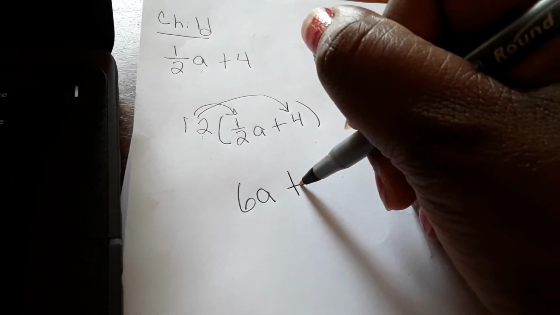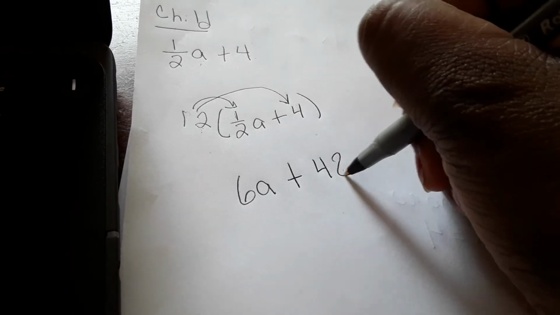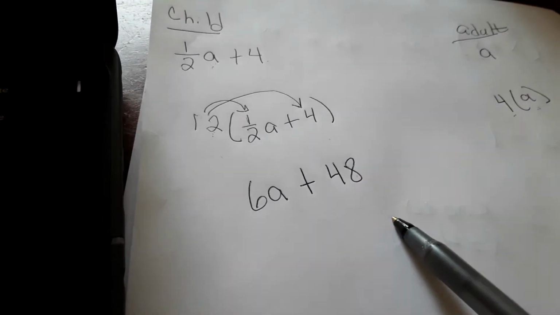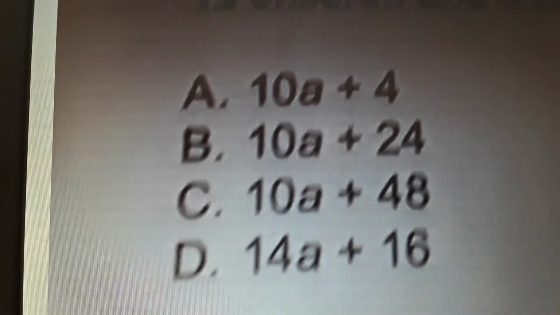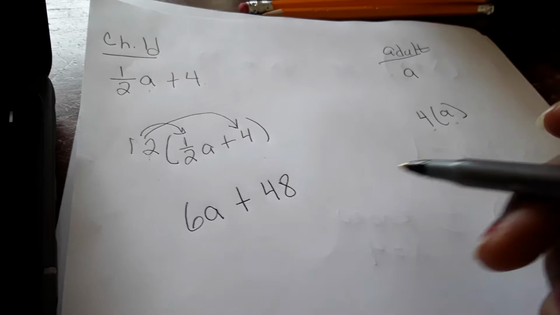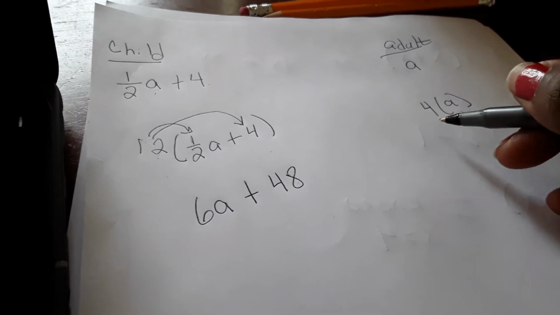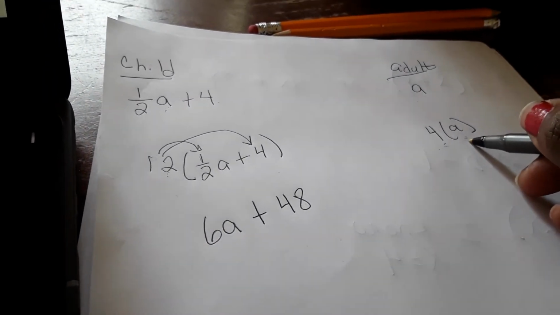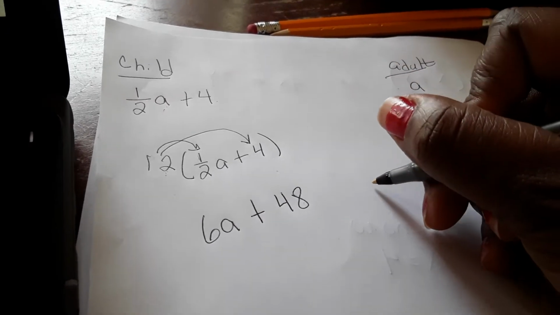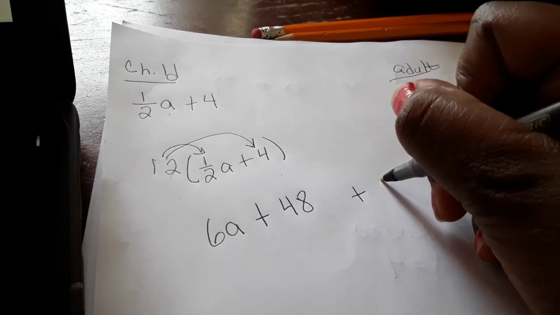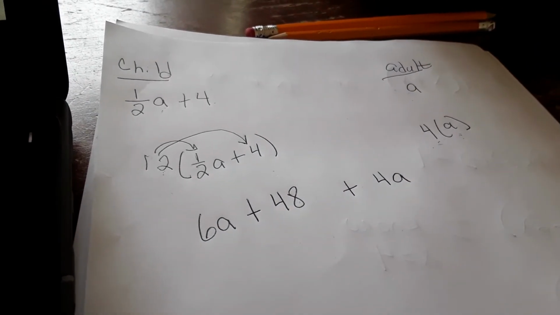Then I'm going to do 12 times 4, and 12 times 4 is going to give me 48. So now I've got 6A plus 48. Well, I look back over here, and there's nothing with 6A plus 48, so that must mean there's more work, because it's asking me for the total amount for everybody to go. And remember, I had an adult price over here that was 4A. So I'm going to go ahead and add my adults in there.